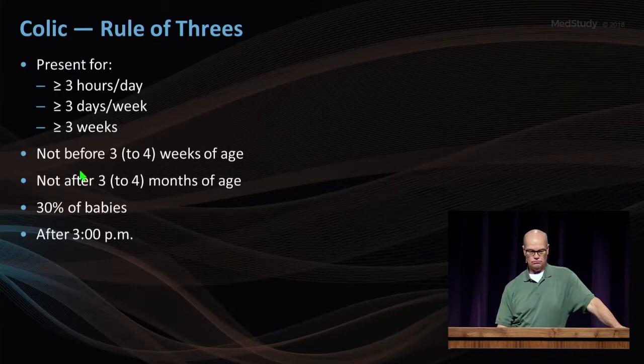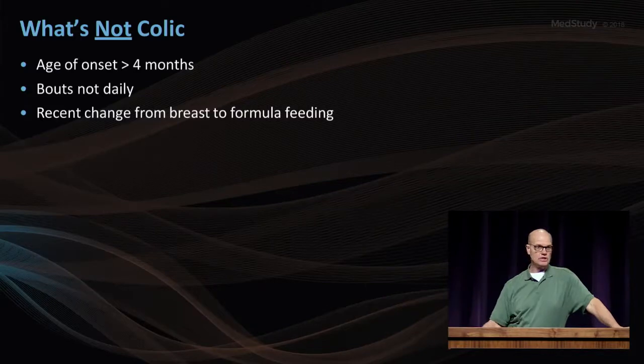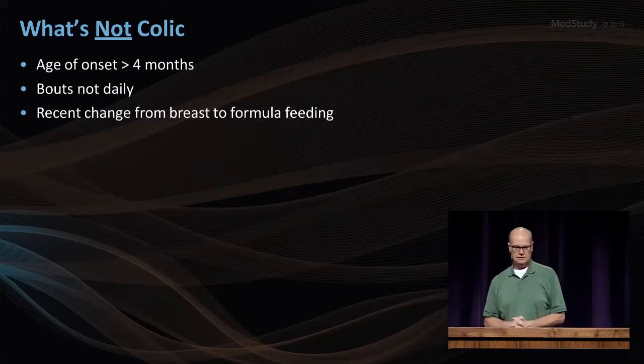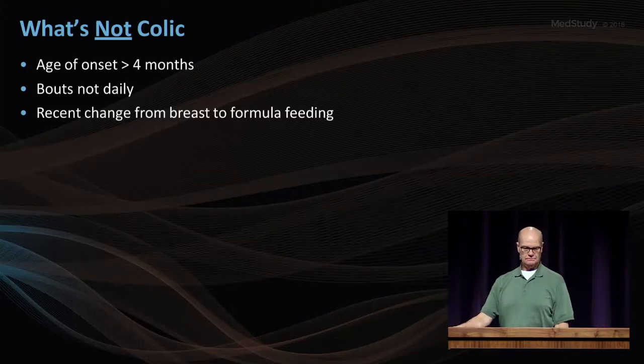So if you're reading a vignette that sounds colicky, but it's the wrong age group, for example, then they're giving you a distractor. So there's a lot of distractors for colic. Again, age of onset. Bouts are not daily. Perhaps the GI symptoms are not due to colic, but a change in feeding patterns.